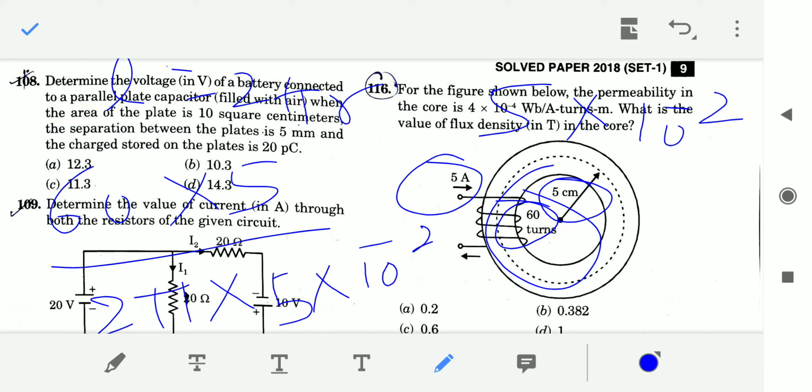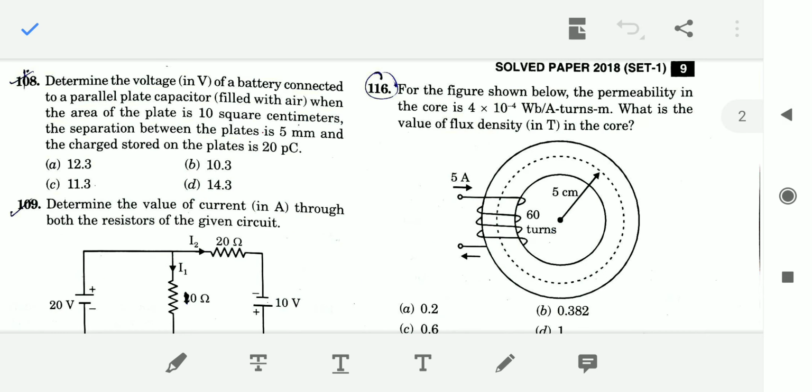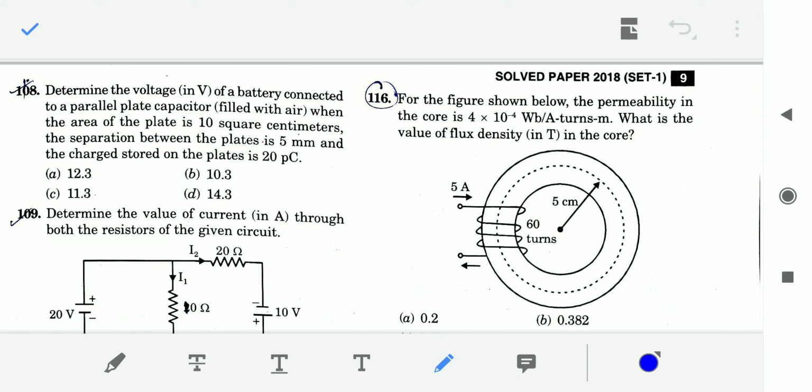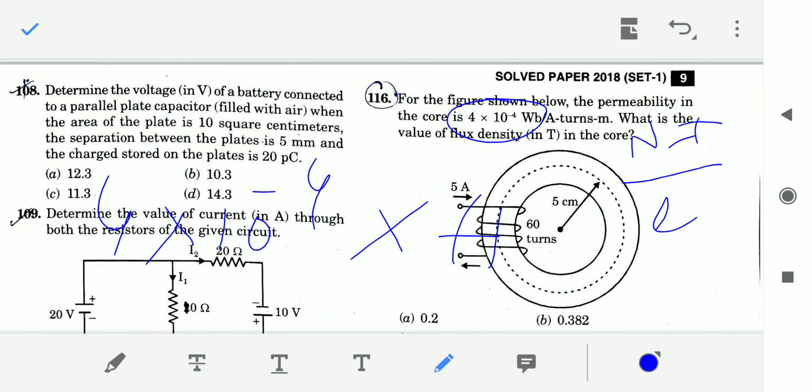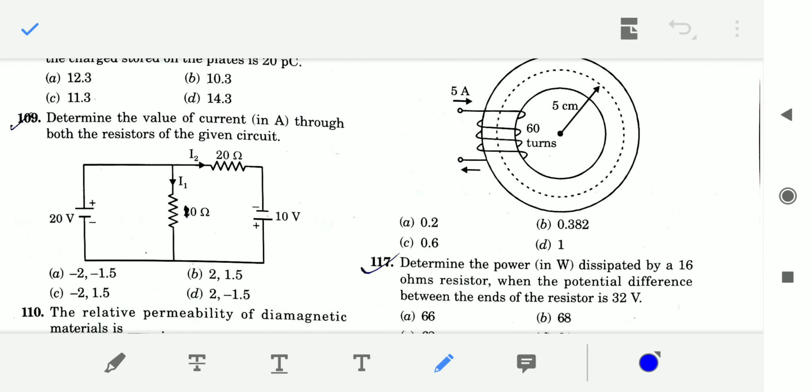So if you solve it, you will get the H value. Once you get the H value, just multiply it with the mu value. Mu is given as how much, sir? Mu is given as 4 into 10 power minus 4, right? So 4 into 10 power minus 4 into the H value, whatever you got from Ni by L. Just substitute here, you will get the maximum flux density B. So that is approximately 0.382. Option B will be right, sir.